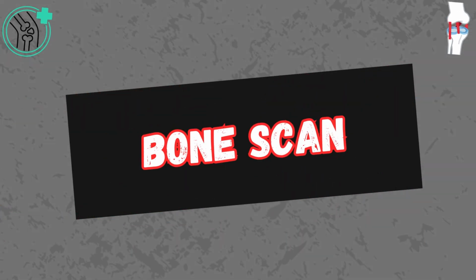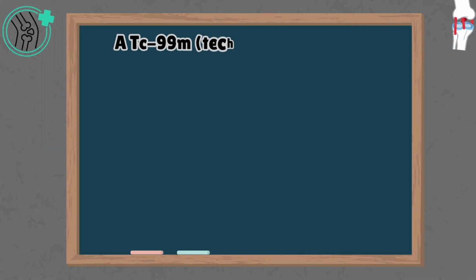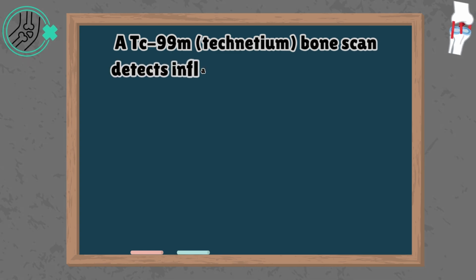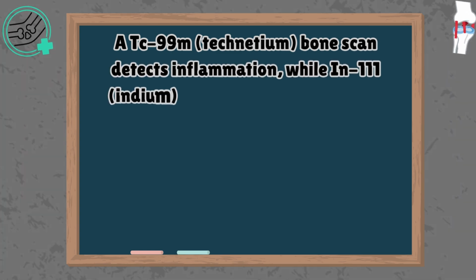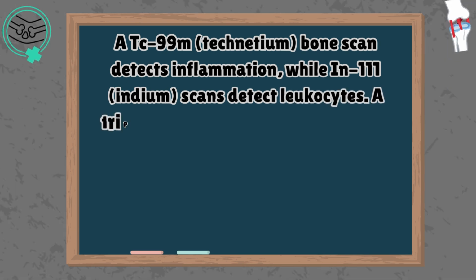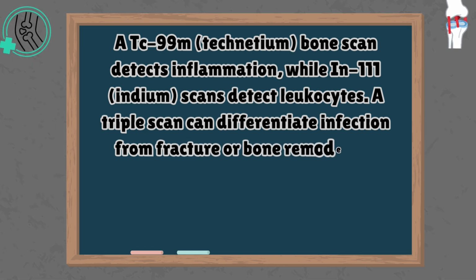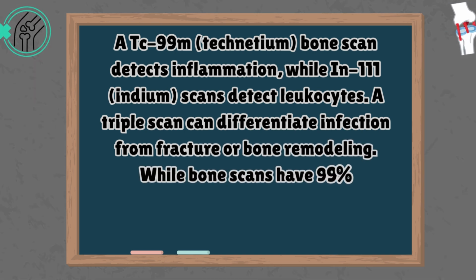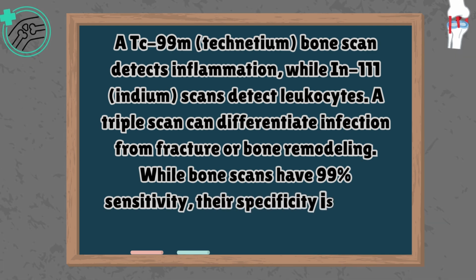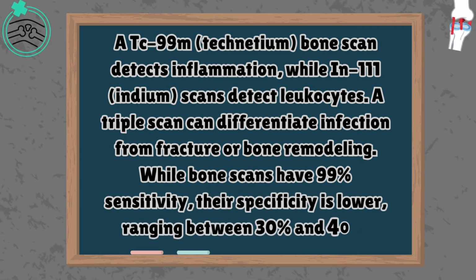Bone scan. A technetium-99m bone scan detects inflammation, while indium-111 scans detect leukocytes. A triple scan can differentiate infection from fracture or bone remodeling. While bone scans have 99% sensitivity, their specificity is lower, ranging between 30% and 40%.